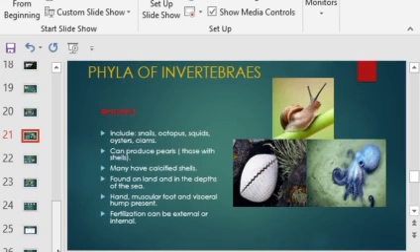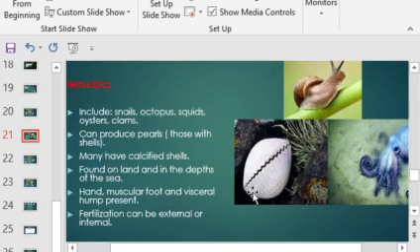Many have calcified shells, so the shell is calcified, that's a characteristic you can easily identify, and they are found on land and in the depths of the sea. They have a muscular foot and visceral hump present. So, for example, the squid has what we would describe as a visceral hump, as an example to identify. And fertilization can be external or internal, whichever one. Right, so we're coming down nicely.